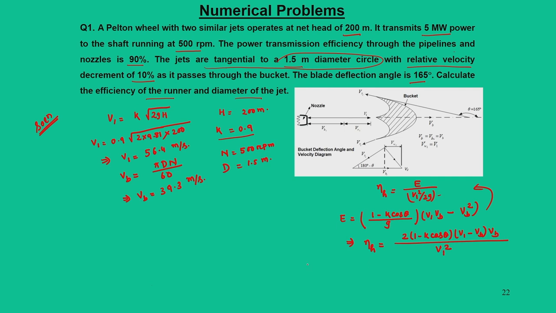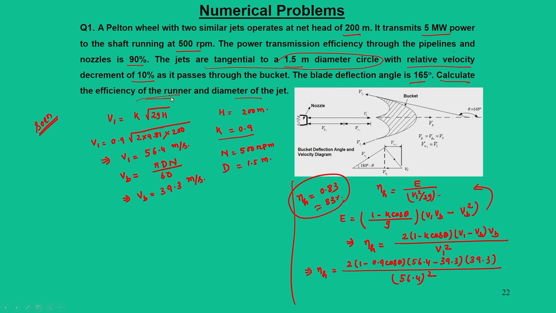By introducing all numbers, eta h is equal to twice times (1 minus k cos theta), where k stands for 0.9, into (V1, which is 56.4, minus Vb, which is 39.3) into Vb, that is 39.3, divided by 56.4 whole square. This will give hydraulic efficiency as 83%. So, the first part of the answer we got: hydraulic efficiency of the runner is 83%.